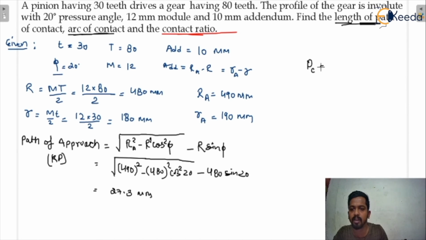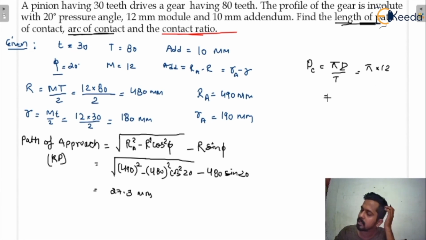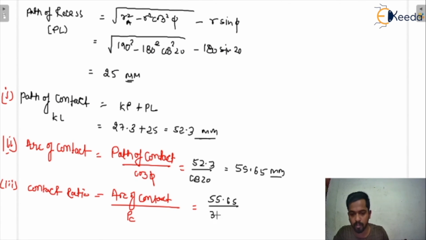So I'm just calculating it here. Circular pitch is equal to pi d by t, and pi d by t means pi m, because d by t is equal to m. Module is given. And what is the important thing for circular pitch? For mating gears, circular pitch has an equal value for both gears. When you multiply, you will get the circular pitch, which would be 37.7 mm. You just have to put the value 37.7 and you will get the answer.